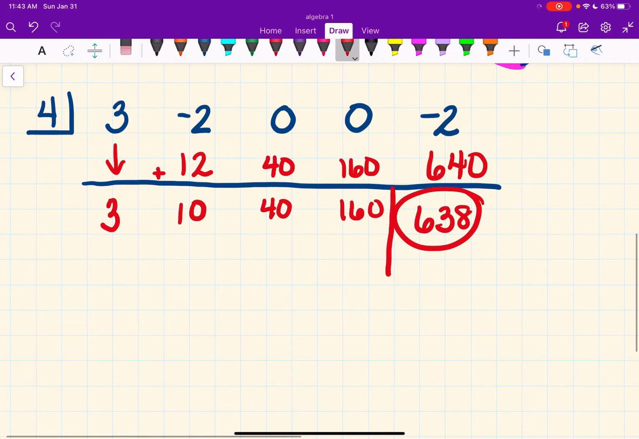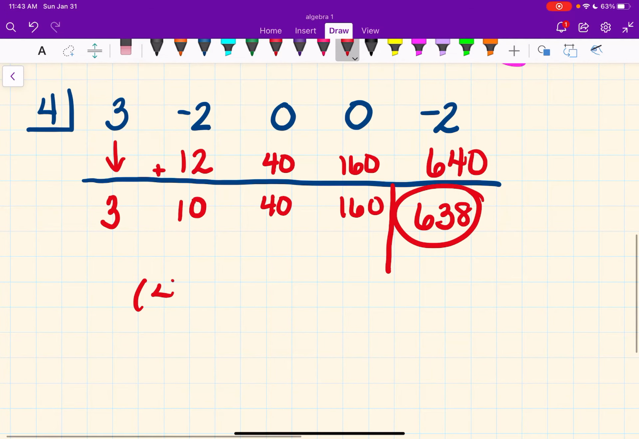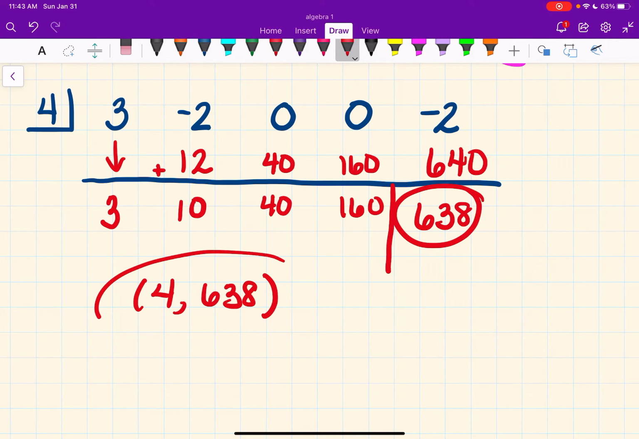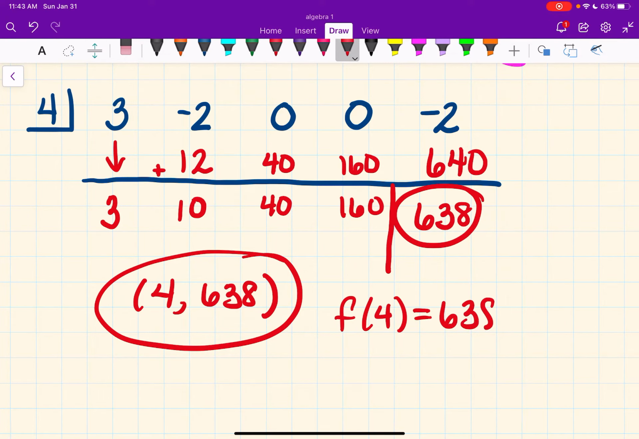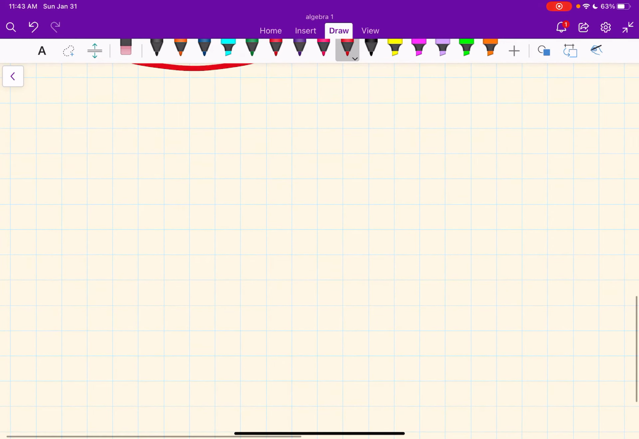And so we could actually say an ordered pair is (4, 638). That's our solution. Okay? Another way to write it would be f of 4 equals 638. And that's another use for synthetic division. It's kind of cool. I like it. I like synthetic division. Okay, let's look at our factor theorem.